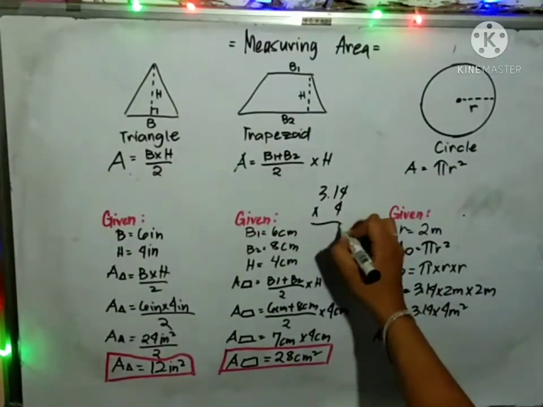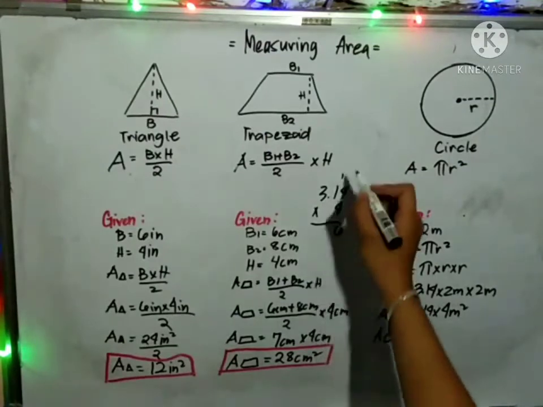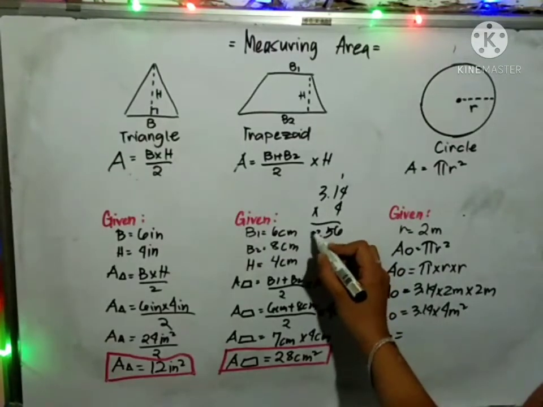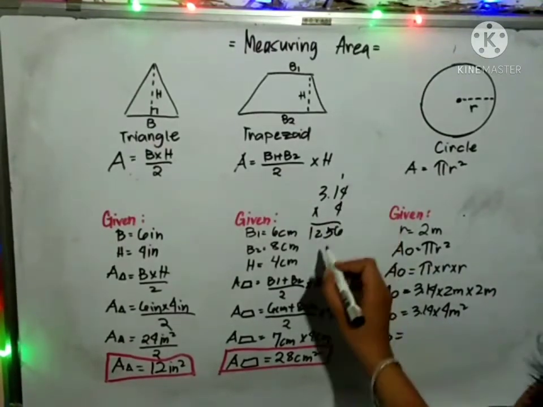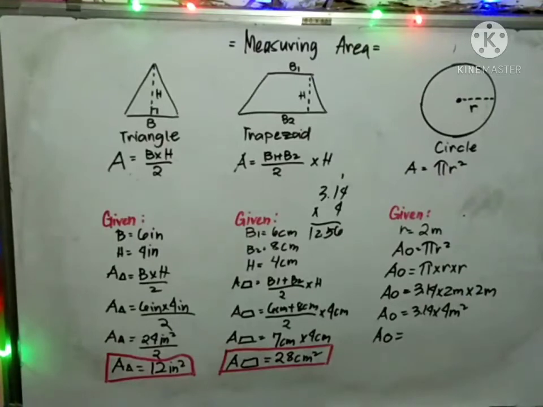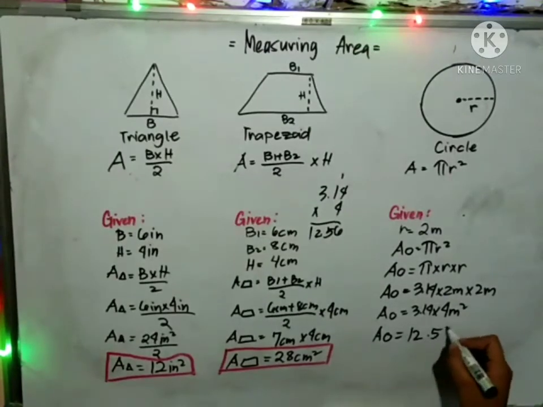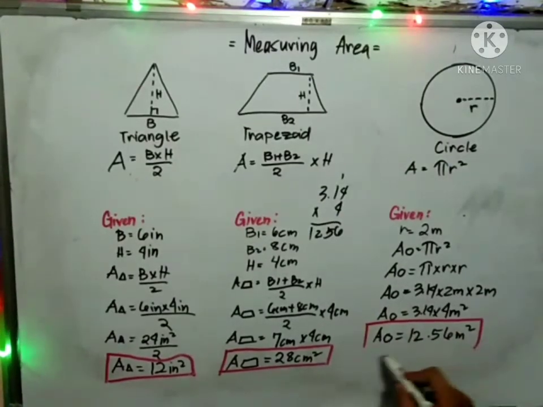3.14 times 4. So, we have 4 times 4 is equal to 16, carry 1. 4 times 1 is equal to 4, plus 1 is equal to 5. And 4 times 3 is equal to 12. So we have 12.56. But 12.56 kasi dalawang decimal places, so dalawang decimal places din ilalagay natin. So the area of the circle is equal to 12.56 square meter. Okay po. The area of the circle having a radius of 2 meters is equal to 12.56 square meters. Okay po.